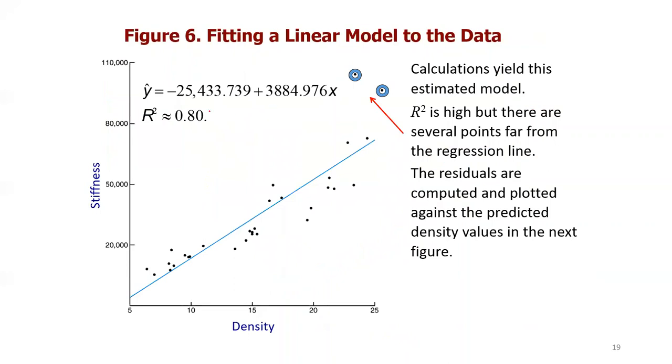If you fit this data, this is my beta 0, this is my beta 1, and this is my R squared, 0.80, 80%. So what does this mean? It means that your model is able to explain 80% of the variability in the data. As we said, R squared is not bad, but there are 2 points very far away from the regression line.